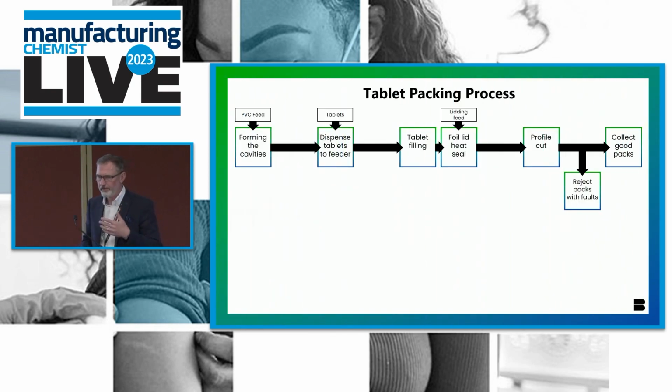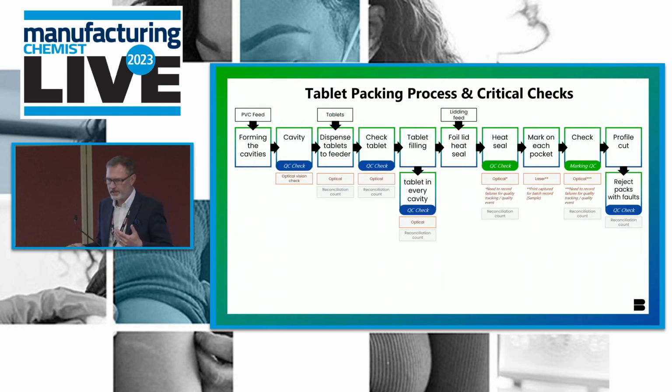So, a very simplistic diagram. You're forming cavities in the blister, you're adding the tablets into the blister, you're putting the lid on, cutting it, and then rejecting it. Fairly simple process.